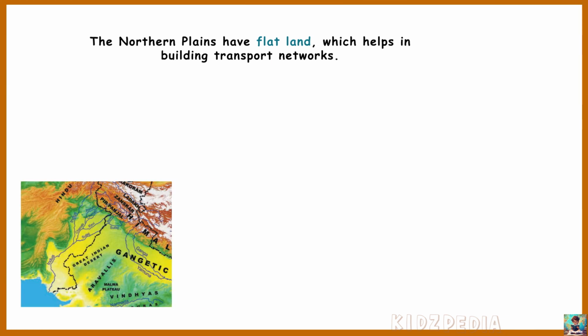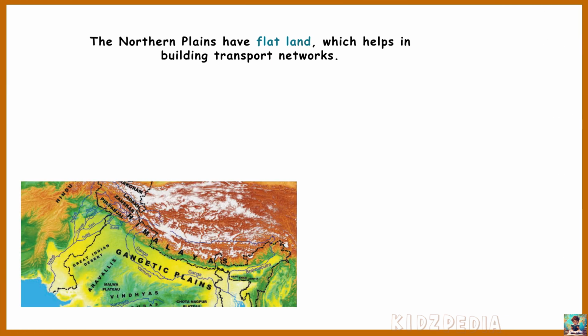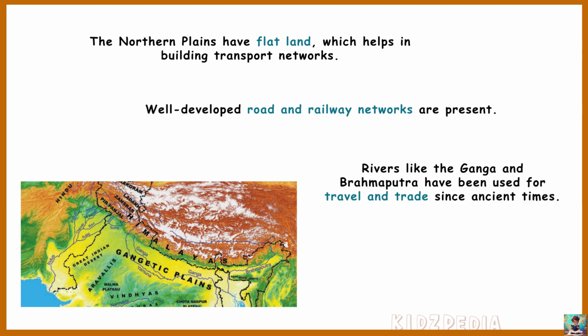The northern plains are flat, which makes it easy to build roads and railway lines. Because of this, a strong transport network has developed in this region. These roads and railways help people and goods travel easily over long distances. Also, rivers like the Ganga and Brahmaputra have been used for a very long time for travel and trade. This shows that transport in the plains has been important since ancient times.